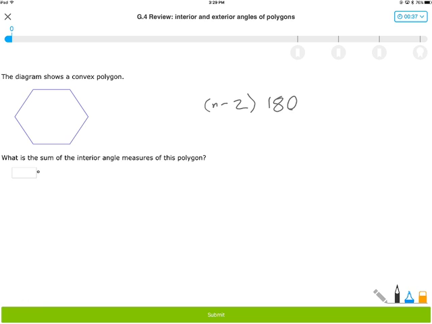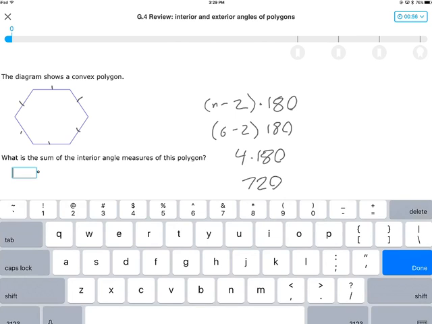And so what I want to do is figure out 1, 2, 3, 4, 5, 6. I'm just marking those to count, not to say they're congruent. They could totally be different. So we get 6 minus 2 times 180. That's 4 times 180. So that's 720 degrees.